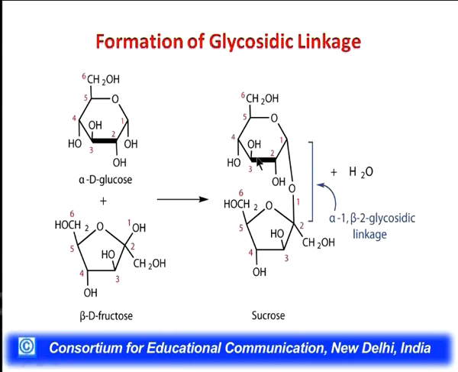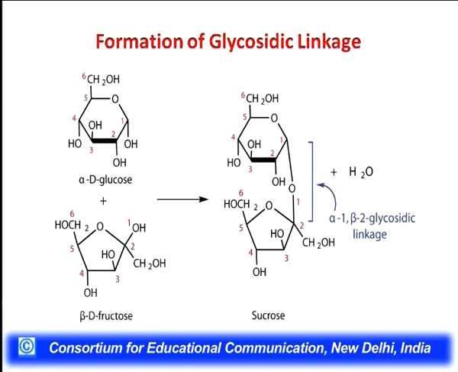So this is a linkage which is known as alpha 1 here because of the anomeric carbon 1 of glucose, and beta 2 because the anomeric carbon 2 of fructose is involved in bond formation, and this linkage is known as alpha 1 beta 2 glycosidic linkage. Whereas when we were talking of maltose, we were saying it was alpha 1 4. For cellobiose it was beta 1 4.